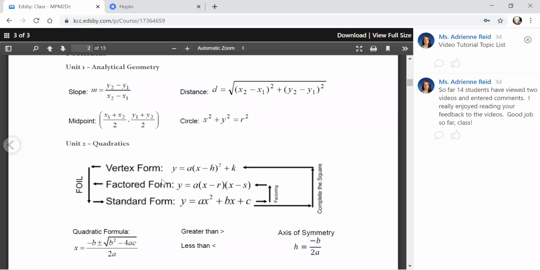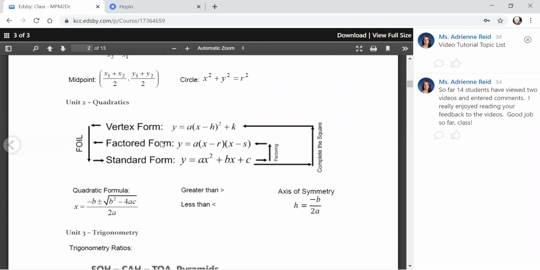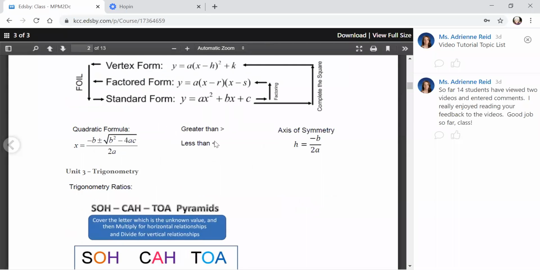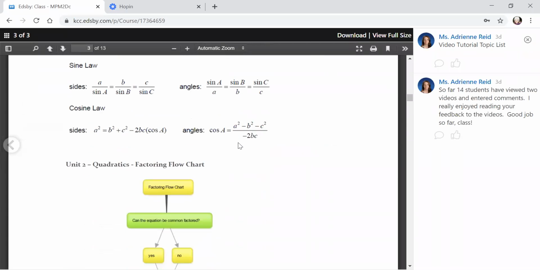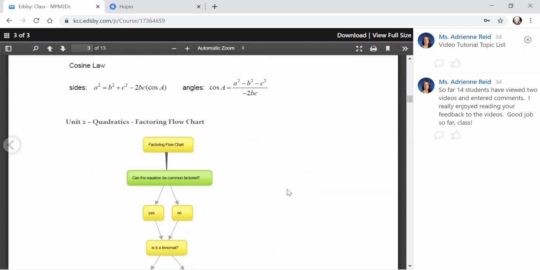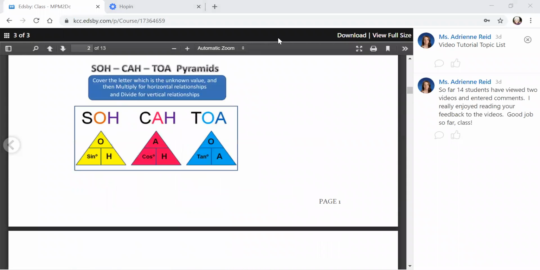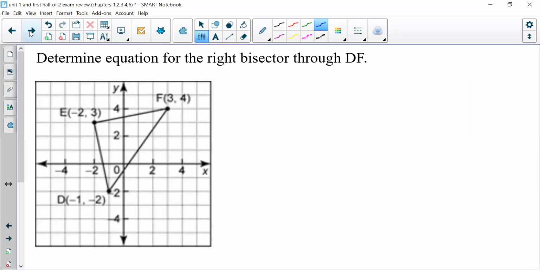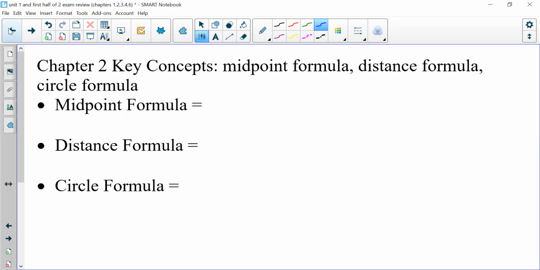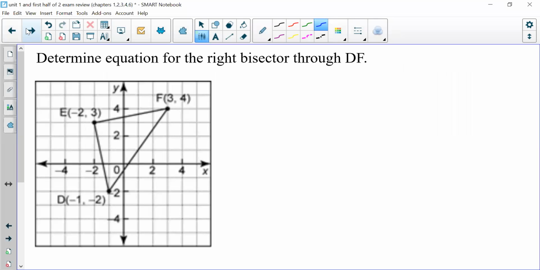Here's the mental brainstorm of how to convert between your different quadratic forms. Here's some formulas, your trigonometry, triangles, sine law, cosine law, and I even included your factoring flow chart. So all of that is going to be there for you to utilize on Friday. So I would strongly suggest print that document so you have all of those formulas. There will be some basic questions on find the midpoint of this line, find the distance of this line. We're going to do circle here in a minute, but you'll want those formulas.